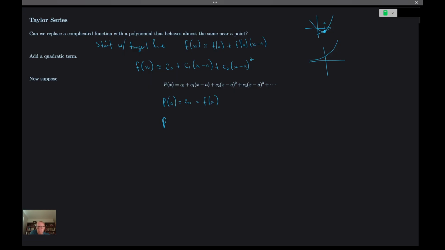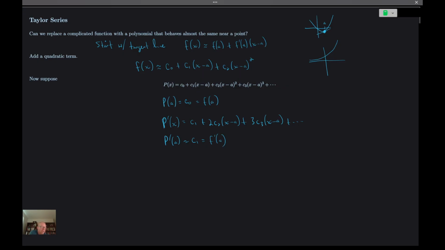Now let's take the derivative of P with respect to x. So the c0 goes away. This will just become c1. Now this will become 2c2 times x minus a. This would become 3c3 times x minus a squared, and so on. Now when we plug a into the derivative, all these terms are going to go away, and P prime of a is going to be c1, which would be f prime of a. So c1 is going to be f prime of a.